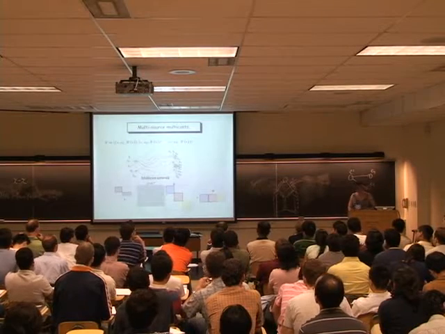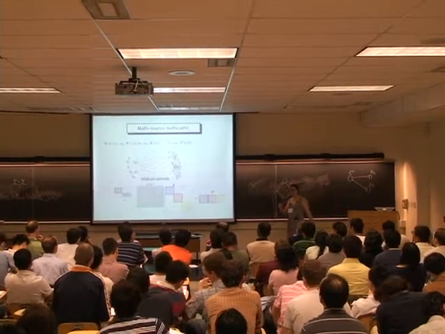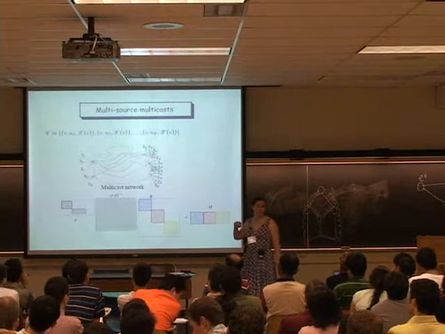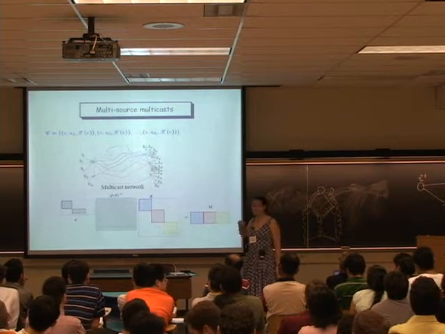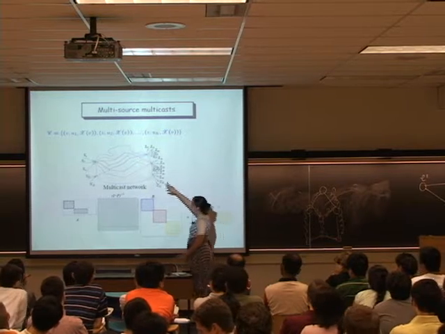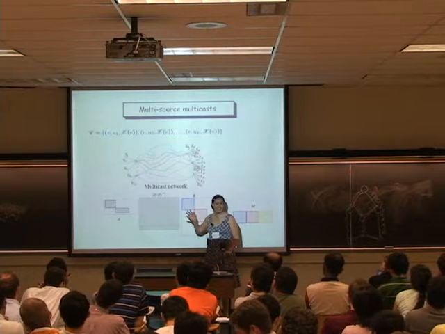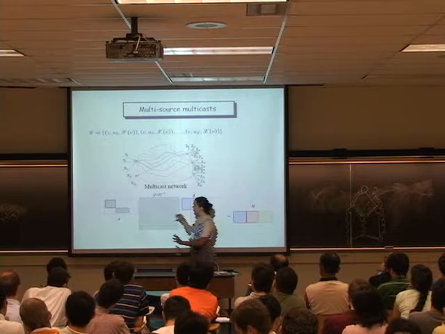Okay. Multi-source multicast. So we saw from one source to one destination. What happens if I have different sources? I have more than one source. So for instance, let me look here. I have 2 sources, and they both want to get everything to every receiver. Okay? So now what do I have?